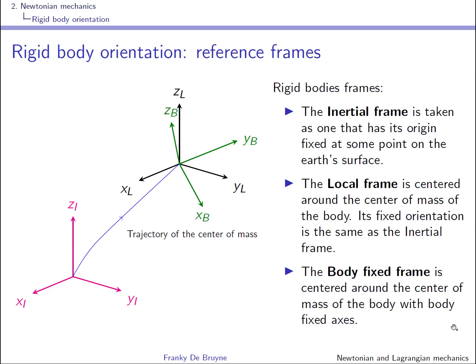For the orientation of the rigid body, we'll use 3 rigid body frames. The inertial frame, of course the well-known frame that is attached to the surface of the earth and has its origin at some fixed point. Then there will be the local frame. It has the same orientation as the inertial frame, but it's attached to the center of mass of the body. Okay, so this is the center of mass of the body.